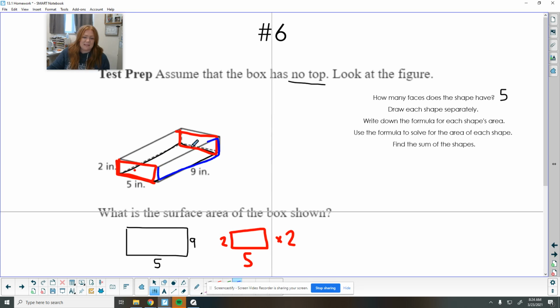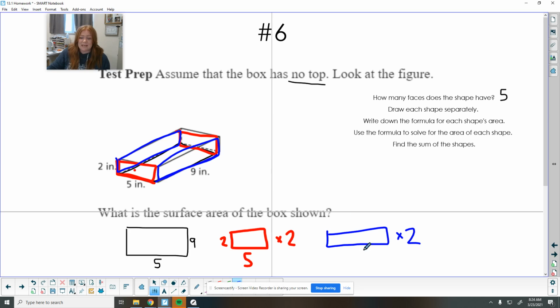So this side is a rectangle and it matches this side. So we have another rectangle with 2 of these. So notice when we did our bottom, we only have 1. So I didn't multiply that by 2. So let's take a look at these sides here.